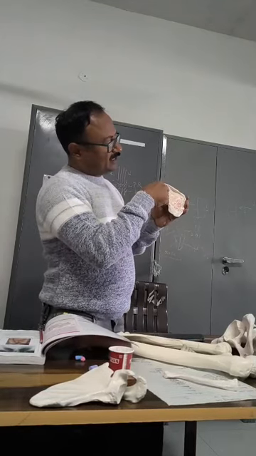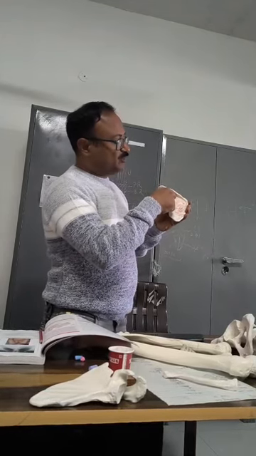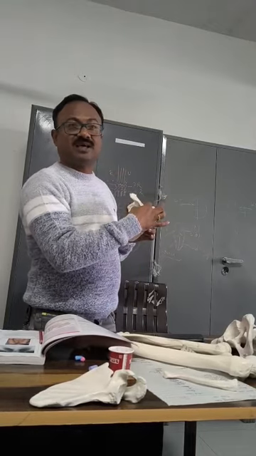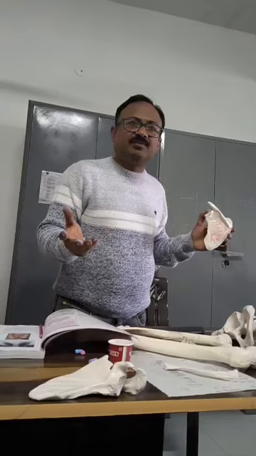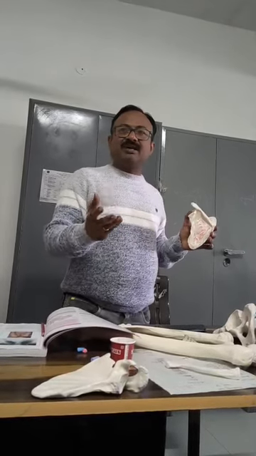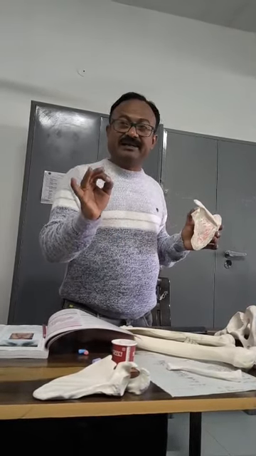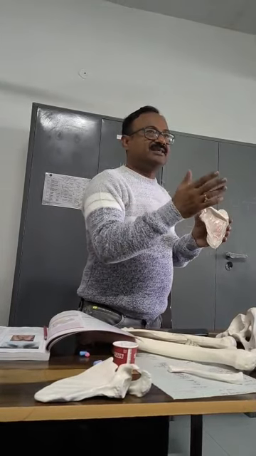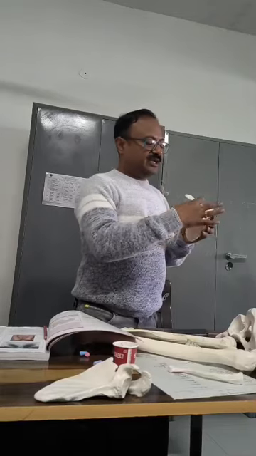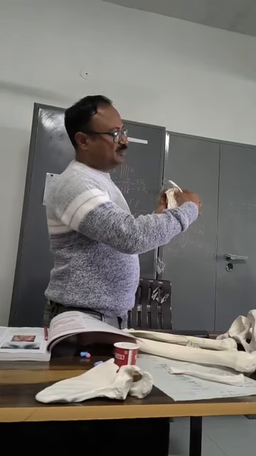So here you will see there is a triangular thin bony plate. It is called the spine of the scapula. So one process is the spine of the scapula. What is the spine of the scapula? The spine of the scapula is a triangular thin bony plate which divides the posterior surface into two parts, upper part and lower part. Okay. So this triangular thin bony plate is called the spine.